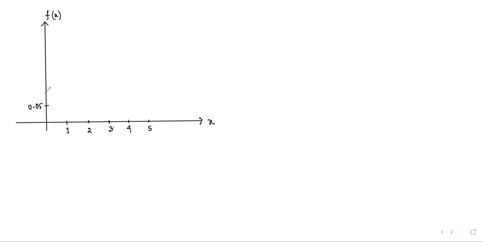0.05, 0.10, 0.15, 0.20, 0.25, 0.30, 0.35, and so on. Now, for x equal to 1, the probability is 0.05.